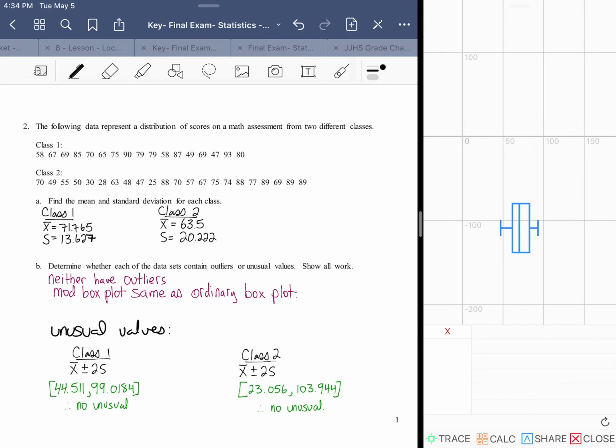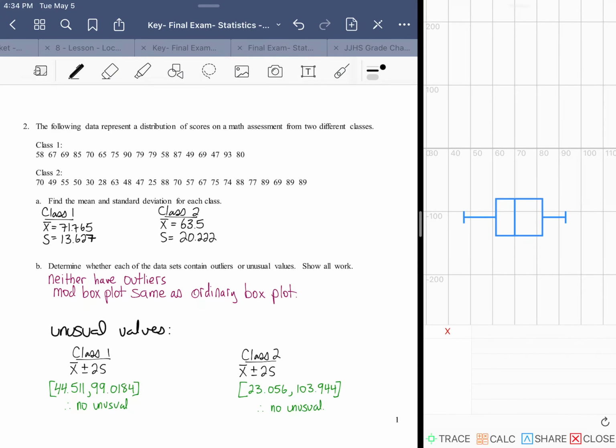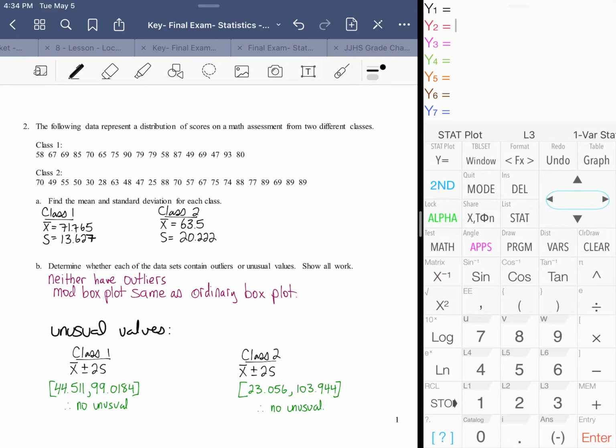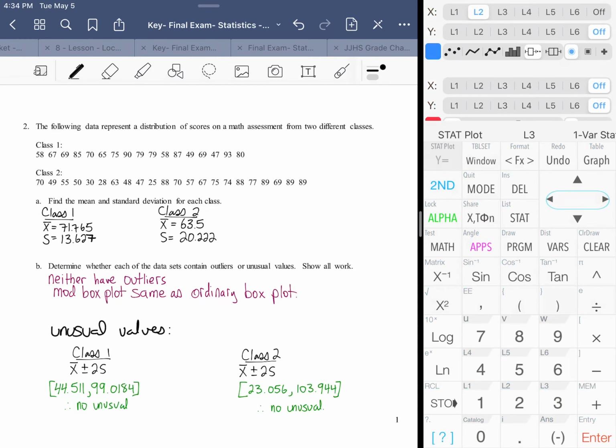Now, I got all this extra fluff going on here from another class. Let me just get rid of this. Once you select the function that you want, you just need to hit zoom 9, zoom stat. This is what the ordinary box plot ought to look like. I don't have any loose disjointed points along the way, so I'm pretty satisfied that I'm dealing with a data set for class 1 that does not have any outliers.